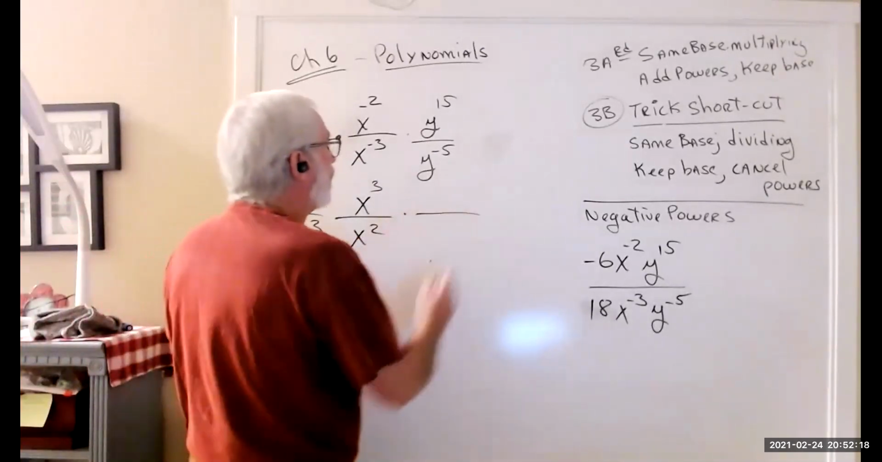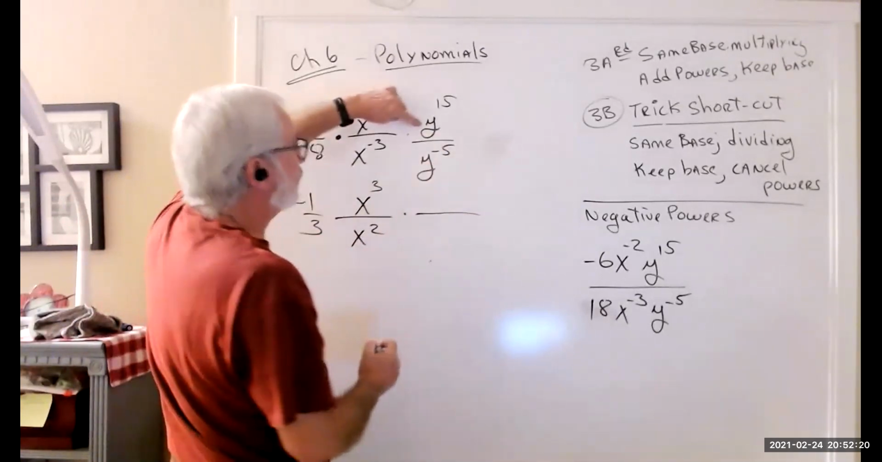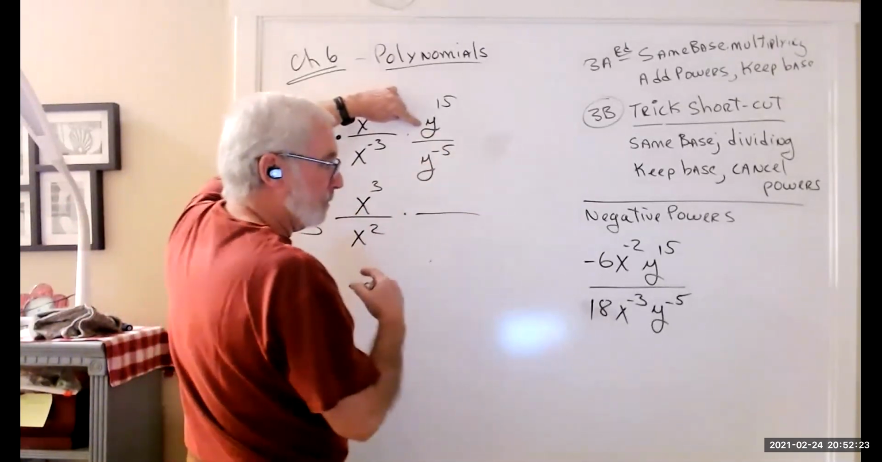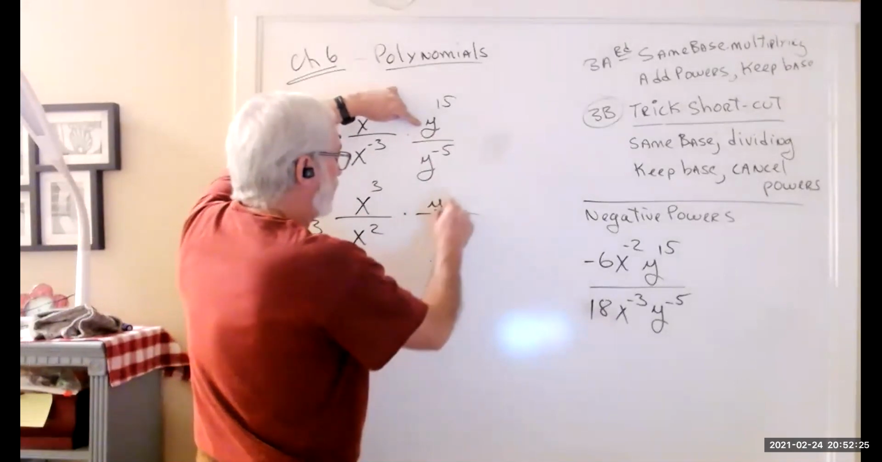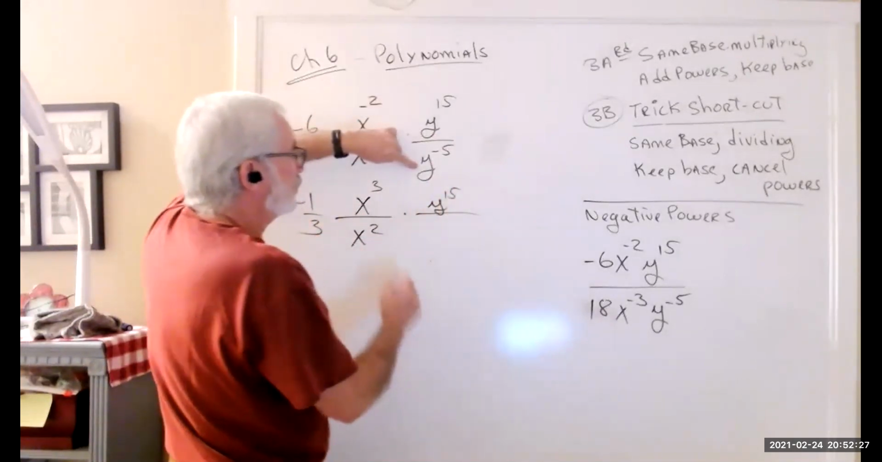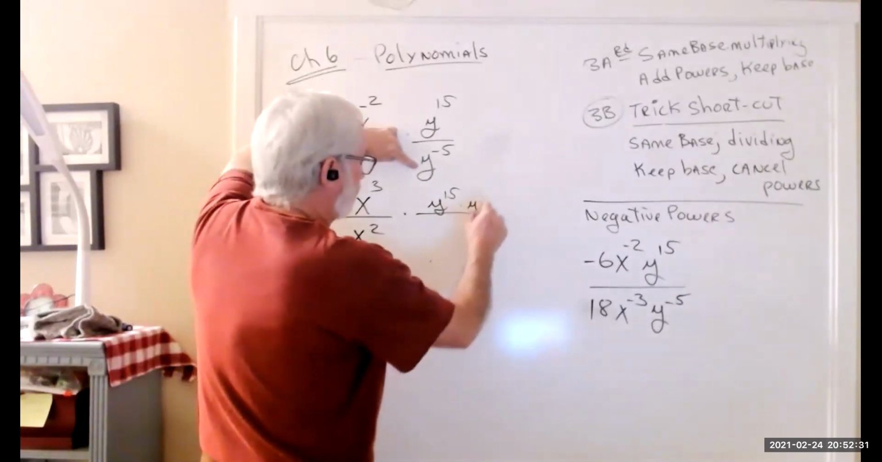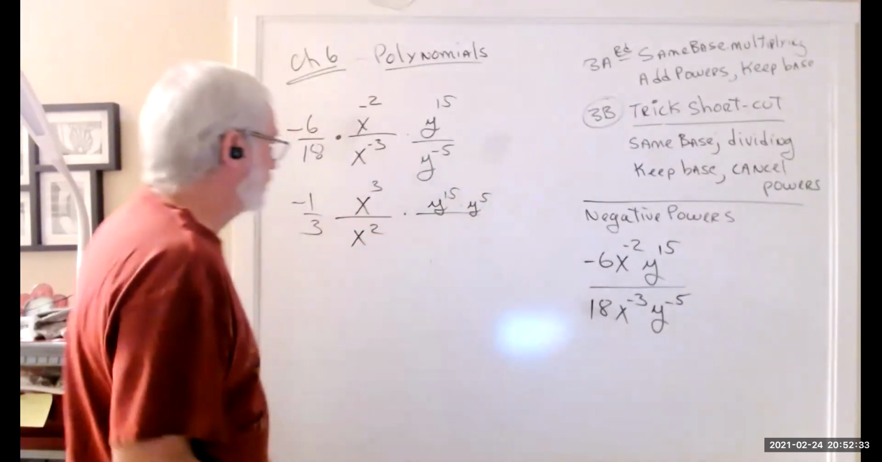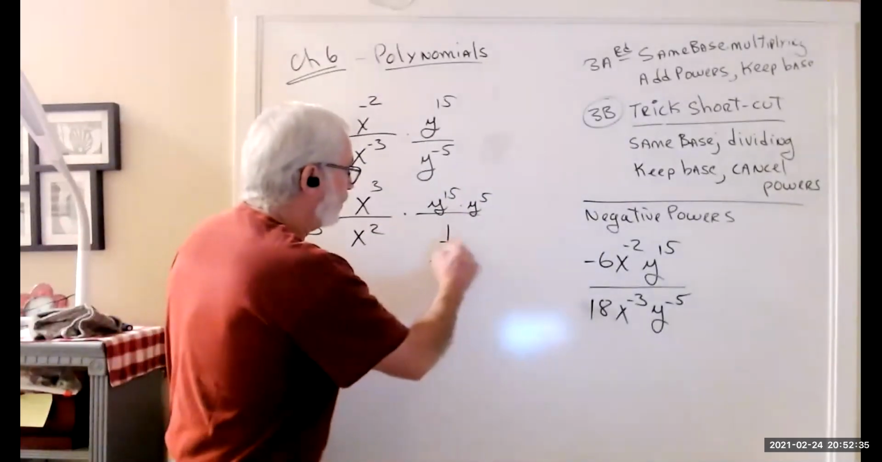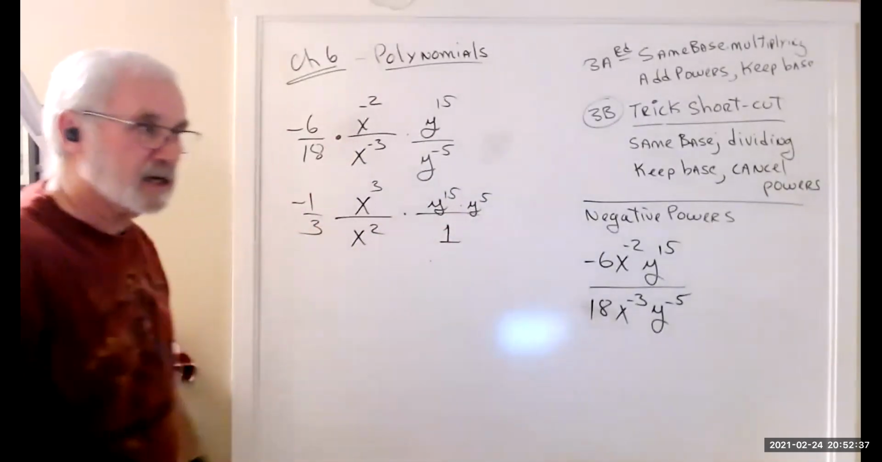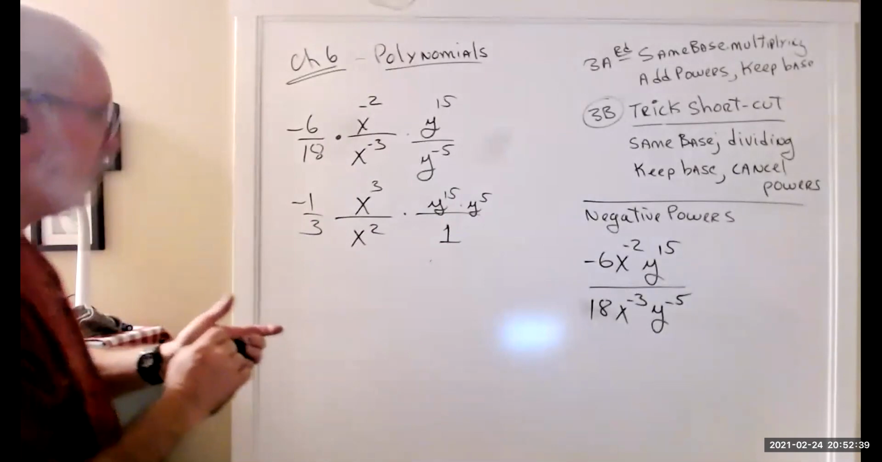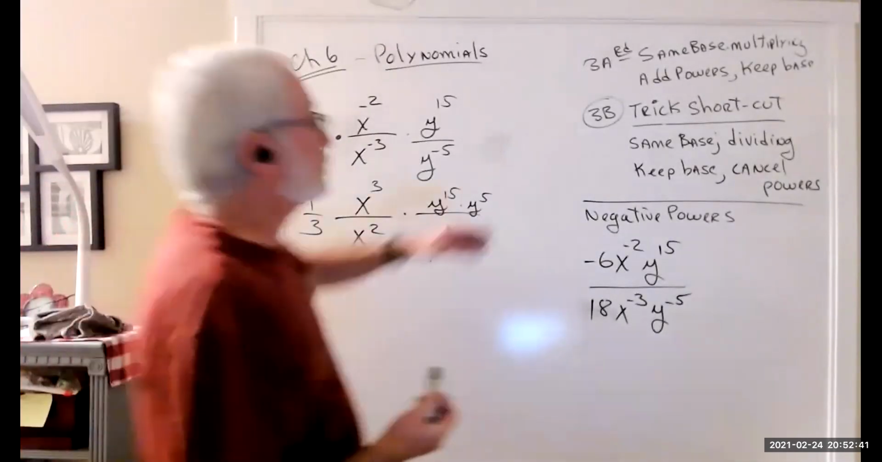Okay, let's move to the y's. Does the y to the 15 flip? No, it stays y to the 15 because it's positive. Does the y to the -5 flip? Yep, y to the 5. And remember, there's always that invisible 1 down there if you need it. Now, we're down to rule 3.